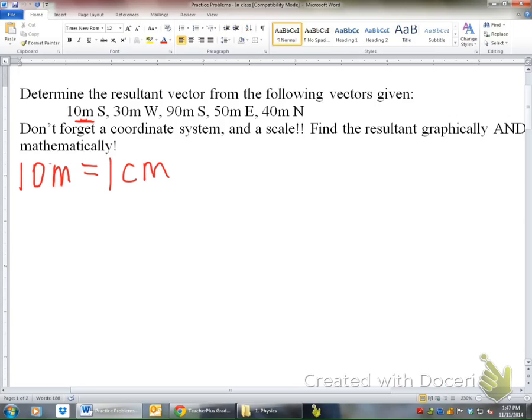You could choose 10 meters equals a centimeter, 20 meters equals a centimeter. You can choose whatever scale you'd like, but choose something that will fit onto your paper. So I'm going to draw it up here on mine as well. This is just a representation of the graphical approach, and I'm going to use my 10 meters equals 1 centimeter.